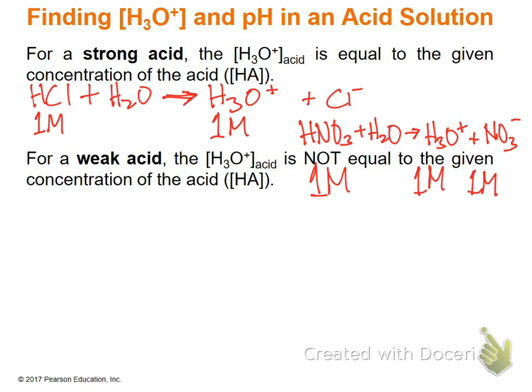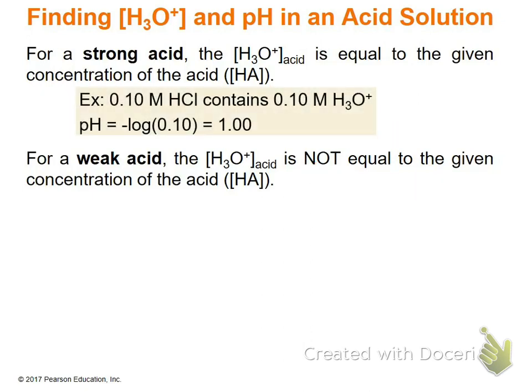All right, so let's look at an example here. So for instance, we have 0.10 molar hydrochloric acid. So that means that it will generate 0.10 molar concentration of hydronium ion, because again, that's a 1-to-1 mole ratio. So because we know the concentration of the hydronium ion, we can calculate the pH of that acid solution. So pH is equivalent to the negative log of the concentration of the hydronium ion, and we get negative log of 0.1, we get a pH of 1.00.